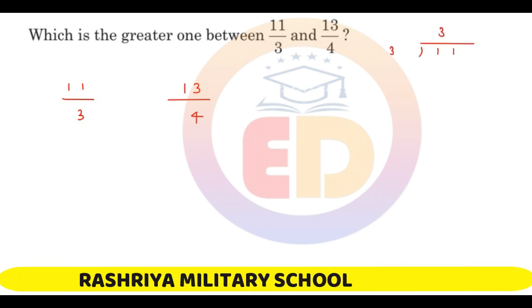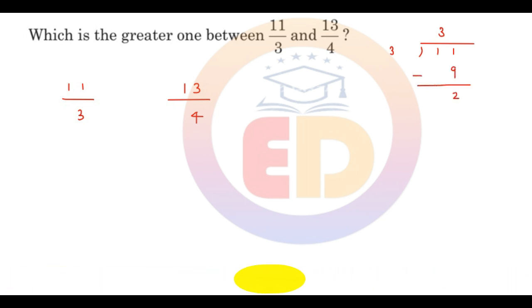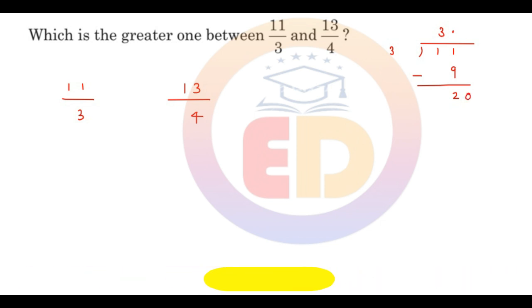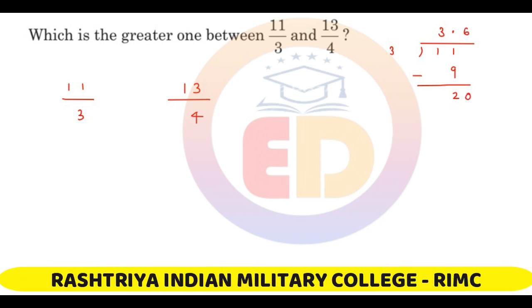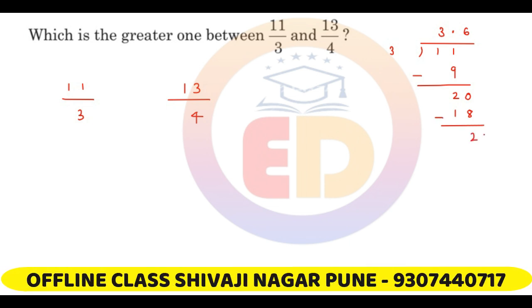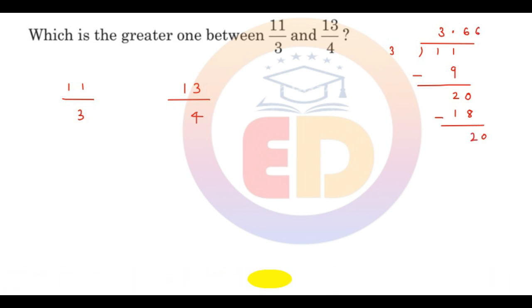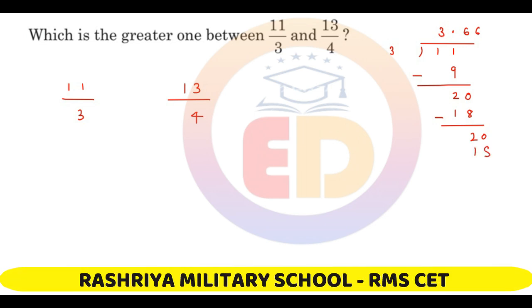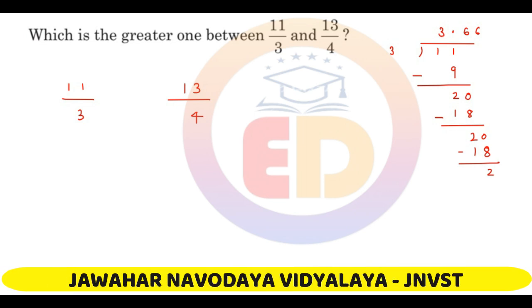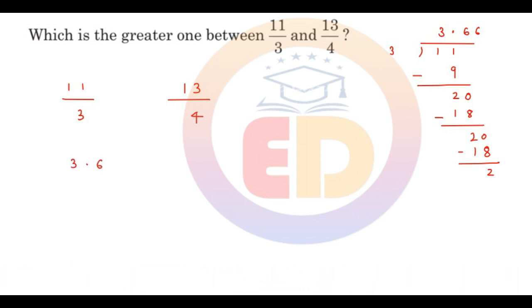3 3s are 9. Subtracting, I get 2. I put a decimal point, place a 0. 3 6s are 18. Subtracting, I get 2. Once I have placed a decimal point, I can place as many zeros as I want. This is 3.66. I will take the decimal division value only till 2 decimal places. So 11 upon 3 will become 3.66.